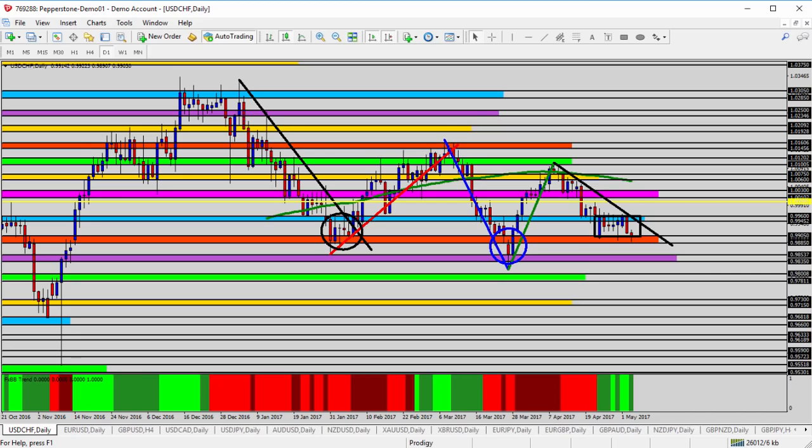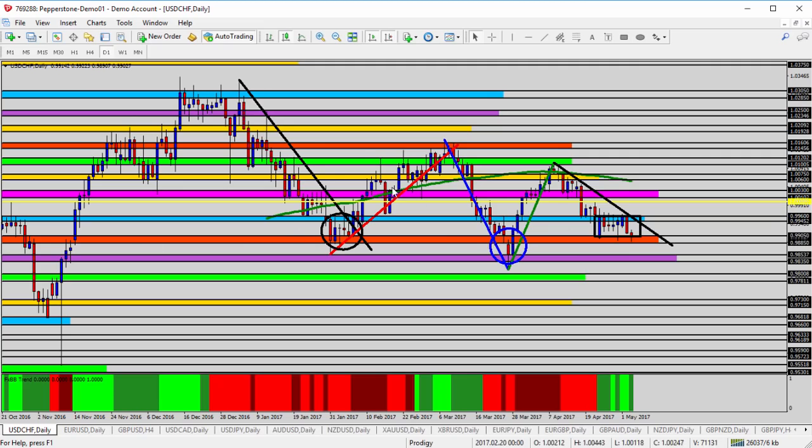8:15 a.m. Eastern US time, significant news. ISM non-manufacturing PMI at 10 a.m. today, and maybe even more important than that, FOMC statement and federal funds rate coming up at 2 p.m. today. So anywhere between 8:15 a.m. and 2 p.m. Eastern US time, we could see some significant volatility for the US dollar. So keep that in mind and use appropriate risk strategies in all trading scenarios.